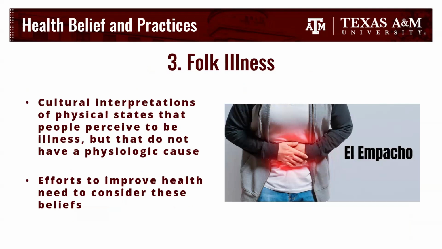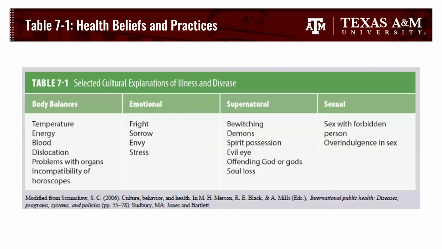A third one is this idea of folk illness. This is more of a cultural interpretation of where a disease is coming from. The example in the book was of people having empacho, which is the idea that food is sticking to the intestinal tract and causing indigestion or stomach pain. So you have to think about that. If you are going into an area where people attribute certain diseases and illnesses to certain causes that may or may not necessarily be true, how do you do health education? How do you respect where people are coming from without sounding like the outsider who doesn't really understand the group? How would you talk to somebody who feels like they're suffering from a folk illness? Table 7-1 gives other examples of cultural explanations of where disease comes from: body balances, different emotional states, supernatural causes, or even sexual causes.